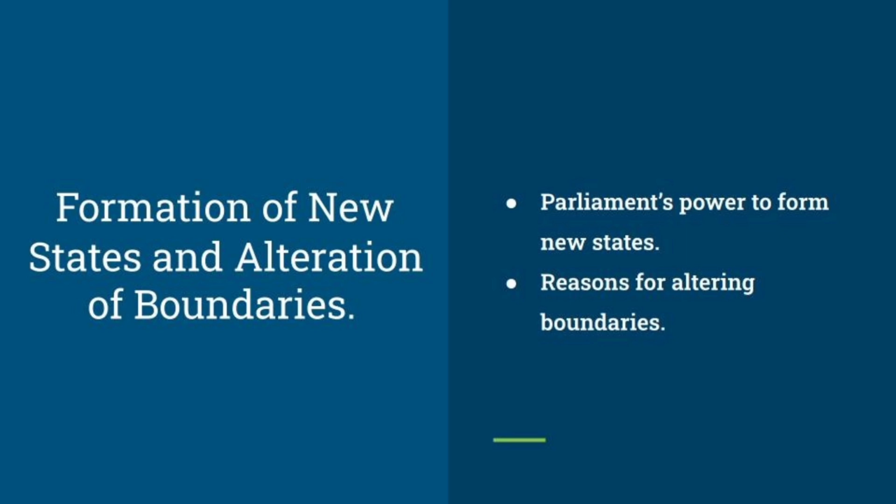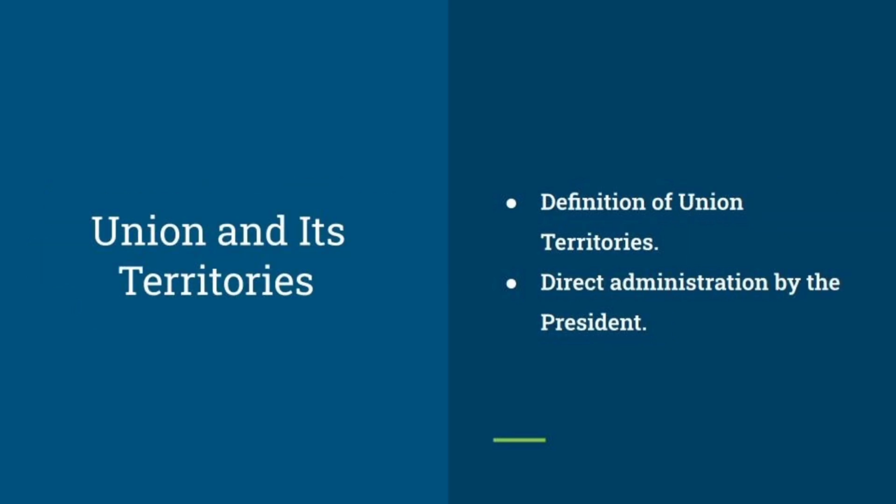Then the next thing is union territories. Further, Article 1 clarifies that India consists of not only states but also union territories. Union territories are directly administered by the president through an administrator appointed by the central government. So Article 1 clarifies that India consists of not only states but also union territories, and the union territories are directly administered by the president through an administrator. This administrator is appointed by the central government.